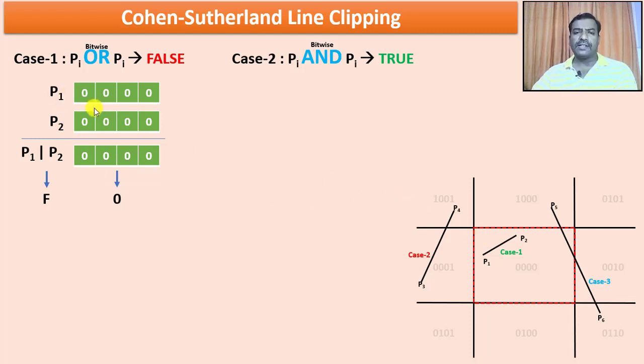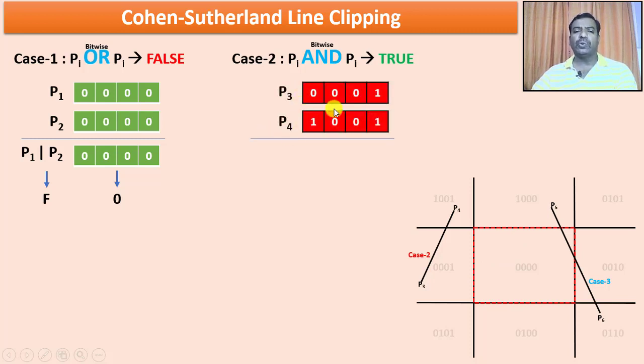So now if I talk about case 2, if case 1 fails, we'll go to case 2. In case 2, we are just going to have these two endpoints. Now just try to apply the same operation as for case 1 using these 2 region codes: just try to perform the bitwise OR operation.